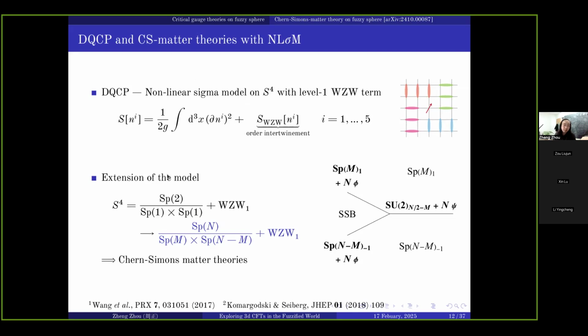By noticing that the S4 manifold can be written as the Grassmannian Sp2 over Sp1 times Sp1, where we use the notation that Sp1 equals SU2, we can further generalize this Grassmannian to a more general symplectic Grassmannian, Spn over Spm times Spn minus m. This is the nonlinear sigma model on this Grassmannian with a level 1 Wess-Zumino-Witten term.